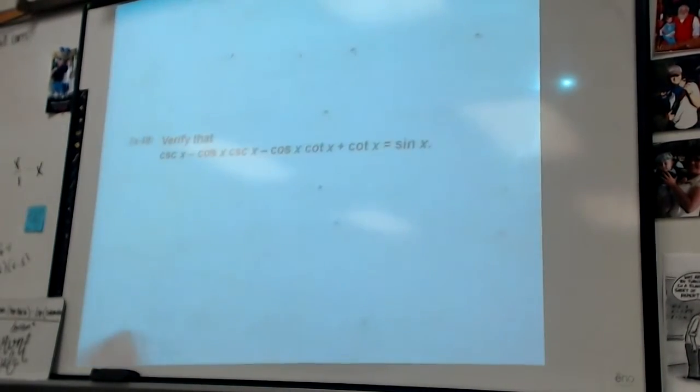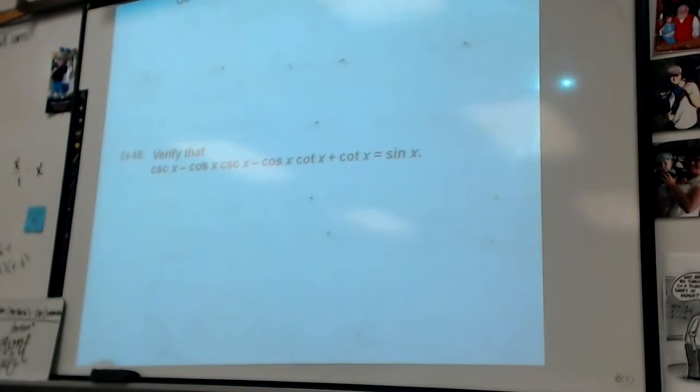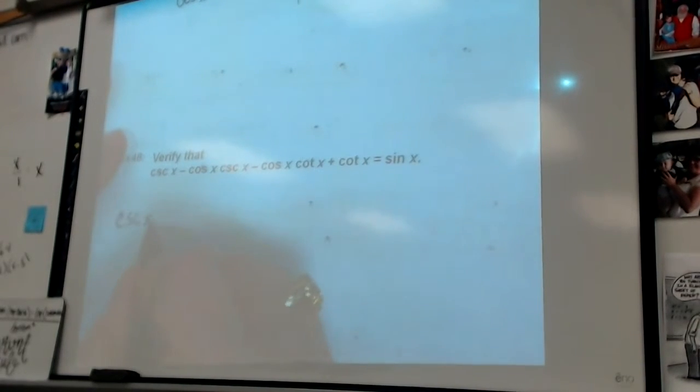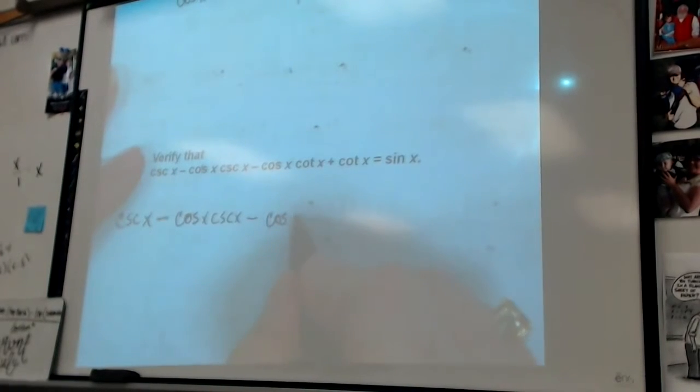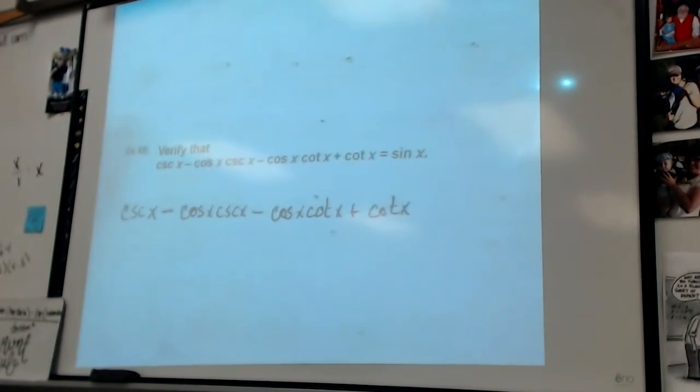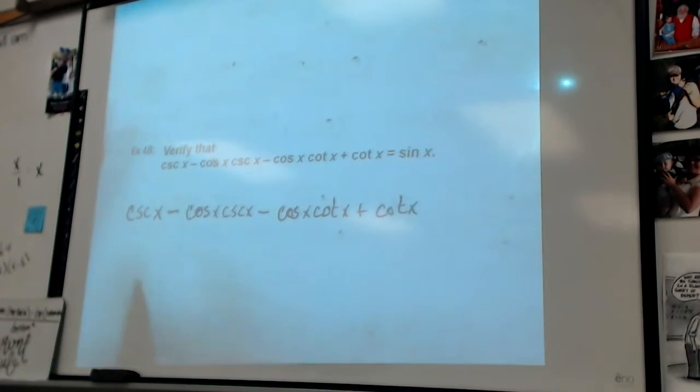So, we're going to use the same idea here. We've got this big long string of stuff, and it's all supposed to simplify all the way down to sine x. So, let me write all of it down. The first term is cosecant x, minus the second term cosine x cosecant x, minus the third term cosine x cotangent x, plus the last term cotangent x. So you've got four terms.